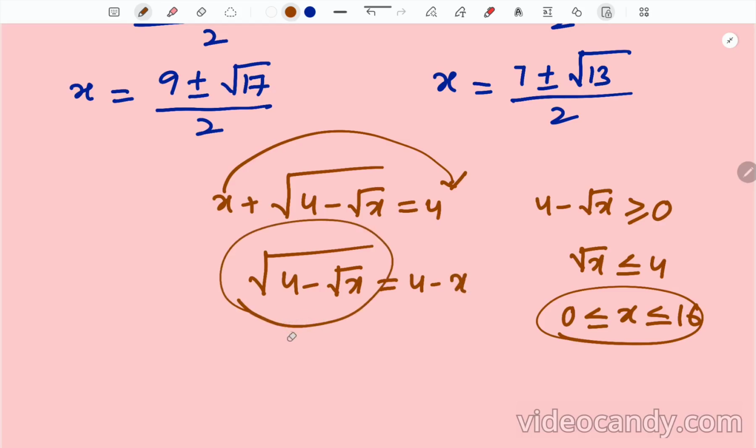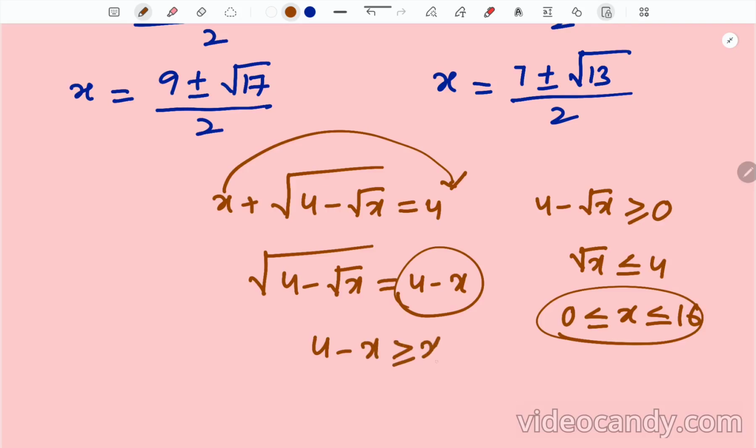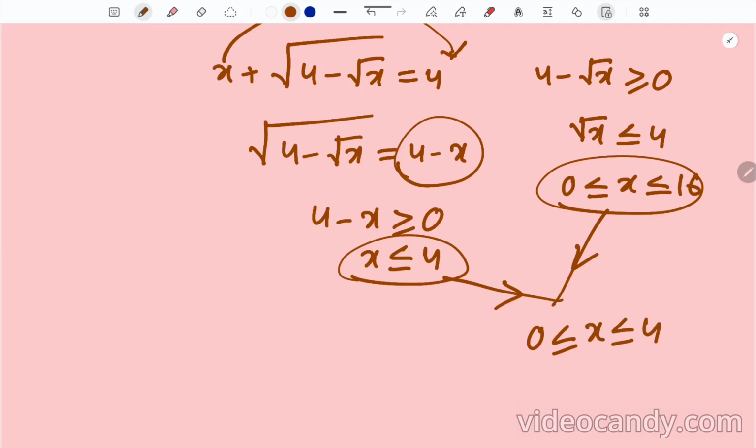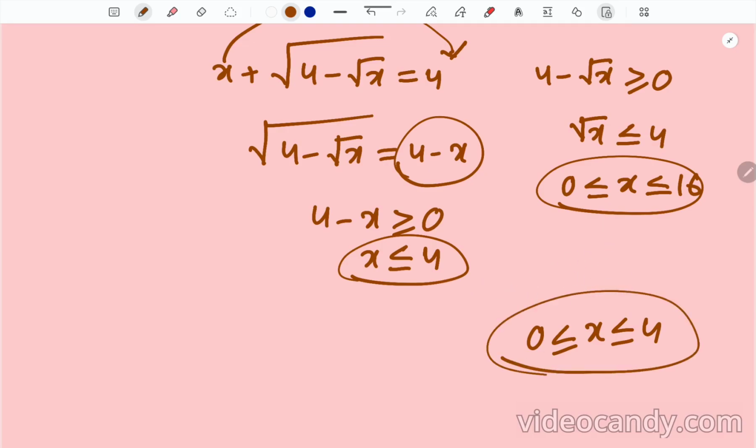This is a square root, and the square root of any quantity in real numbers is greater than or equal to 0. Therefore, here 4 minus x must be greater than or equal to 0, so x is less than or equal to 4. Here x is less than or equal to 4, and here x is from 0 to 16. From these two, we can write that x must be from 0 to 4. This is the range in which x should lie. I hope you have calculated the range of x, that is from 0 to 4.